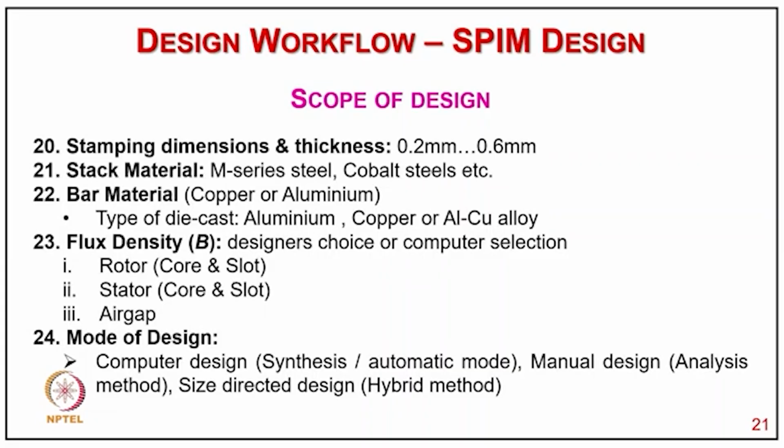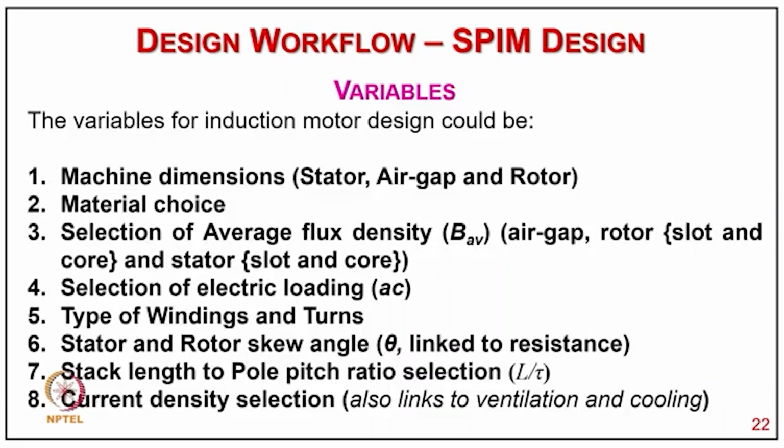The 22nd is the bar material, copper or aluminum, and the type of die cast, like aluminum, copper or copper alloy. Then the 23rd is flux density, designer choice or computer selection, typically of rotor core and slot, and stator core, slot and air gap. Then modes of design: computer design by synthesis or automated mode, or manual design like the analysis method. Then size directed design like the hybrid method.